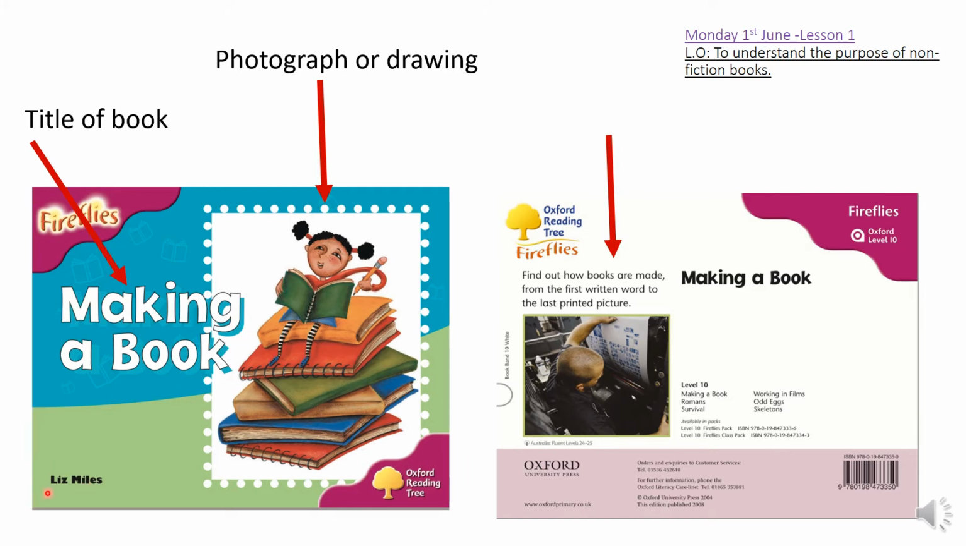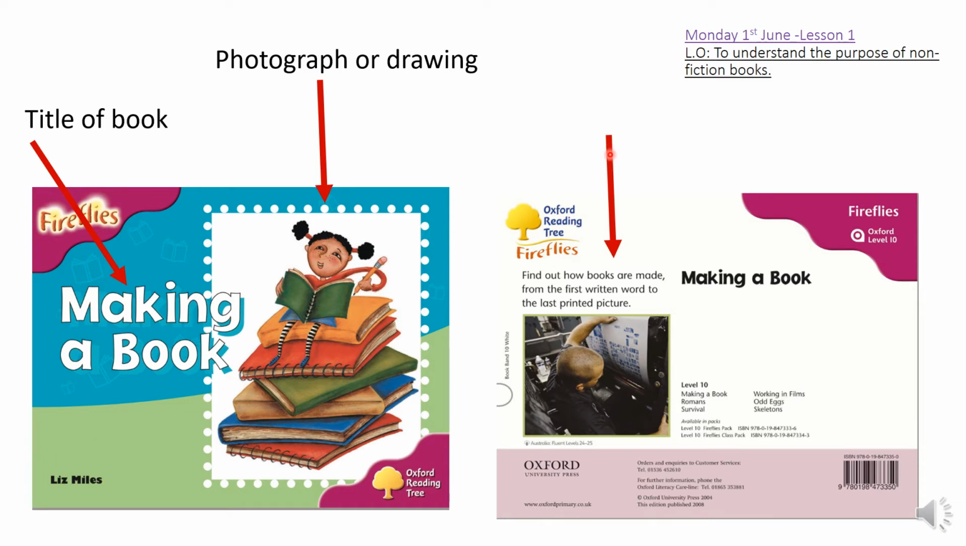Also at the bottom here, this is a lady's name called Liz Miles, and Liz Miles is the person who wrote this book. Can you remember what the name of those people are who write books? Well done. They are called authors. So the author of this book is Liz Miles. It doesn't say who did the pictures in this book, but if there was someone who did the pictures, what would they be called? Amazing. They would be called the illustrators.